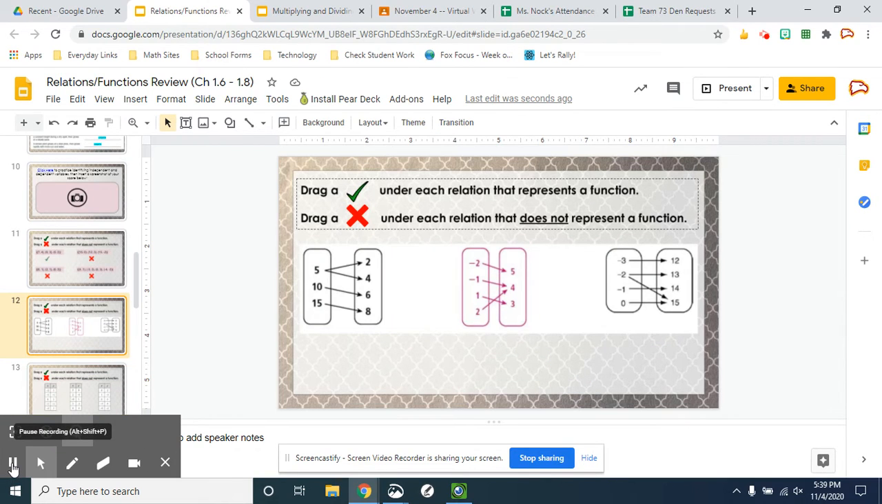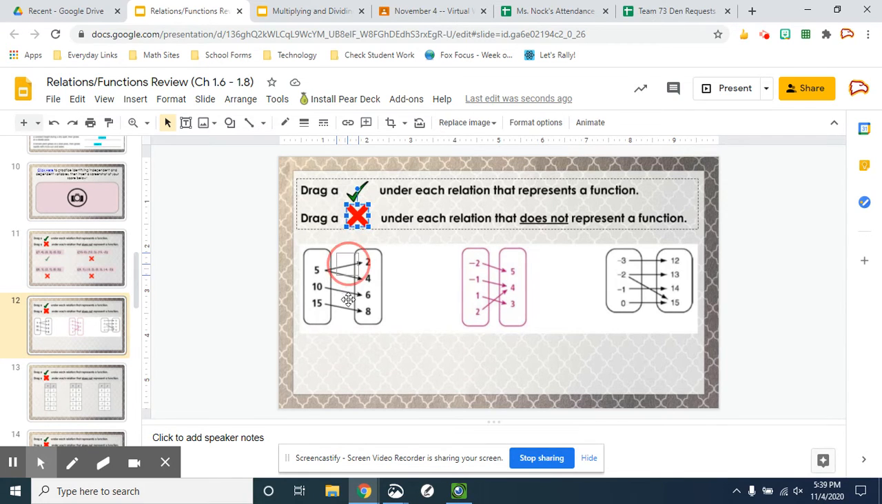So honestly, this one's easier than the last slide. They're already mapped for you. So we're just looking to see if an input has more than one output. So here, 5 is pointing at 2 and 4. That makes it a non-function.